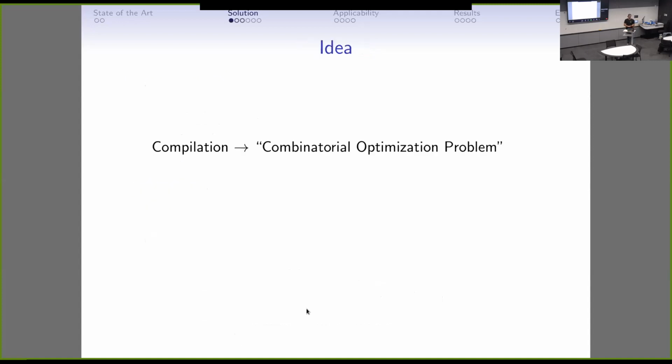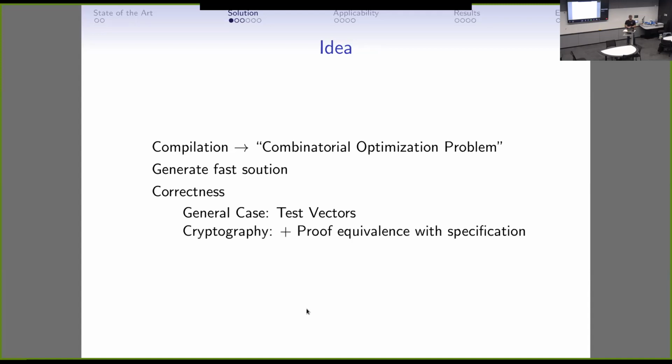Our idea is essentially, instead of compiling the traditional way, we cast compilation as a combinatorial optimization problem. What does that mean? We then generate a fast solution using these techniques. In order to be correct, for the general case, we just have test vectors that we compare our solution with a C compiler generated solution, and see whether random input gives the same random output. For cryptography, which I'm talking about a bit later in this talk, in addition to these test vectors, we also want to prove the equivalence with some cryptographic specification that we're trying to implement.